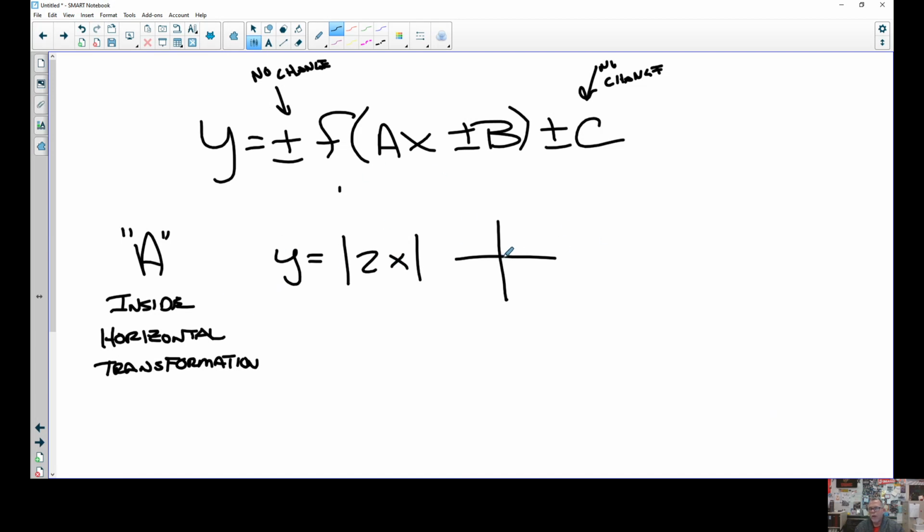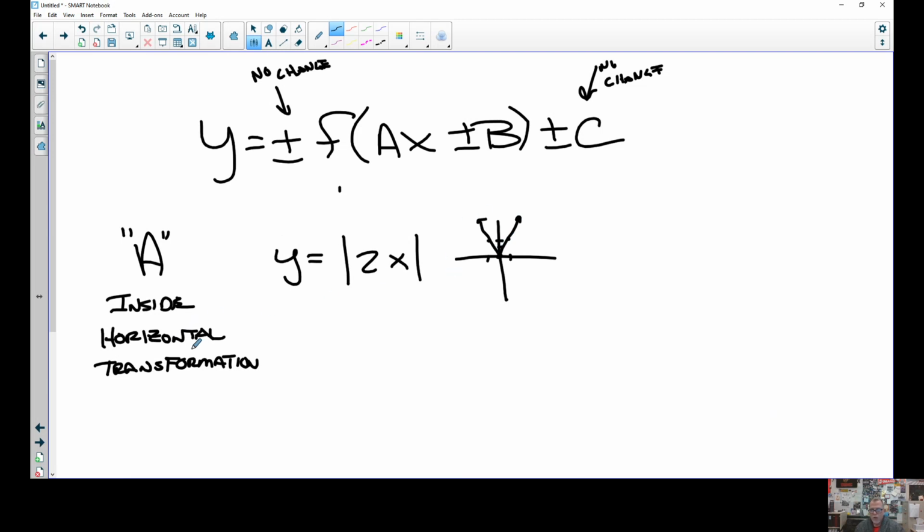All right, so what's going to happen here? 0 is still going to be 0. But when I move over 1, what happens to it? I do 2 times 1 is 2. Absolute value of that is 2. So it goes up here. So this is what it's going to look like. It's going up faster, isn't it?